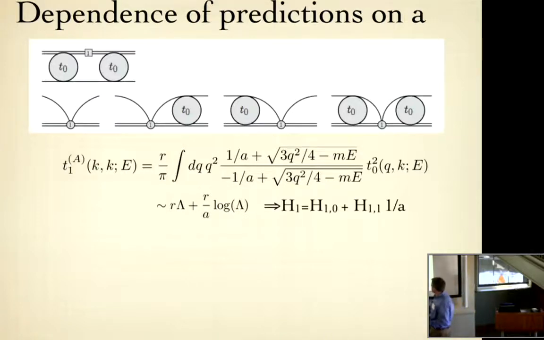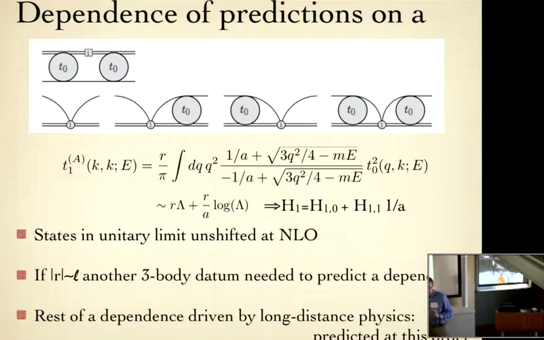So what's the implication of this? It means that there has to be a piece of the short-range physics. In this approach, it's a three-body force, but fundamentally it just means that there's some short-range physics in the atom-dimer system that is A-dependent. So if you go to look at range corrections, it's not enough to just know the effective range. You need to also know this one additional piece of three-body physics that tells you how the short-distance physics in the problem changes with scattering length. Once you know that, the rest of the A-dependence is driven by long-distance physics and is predictive at this order.